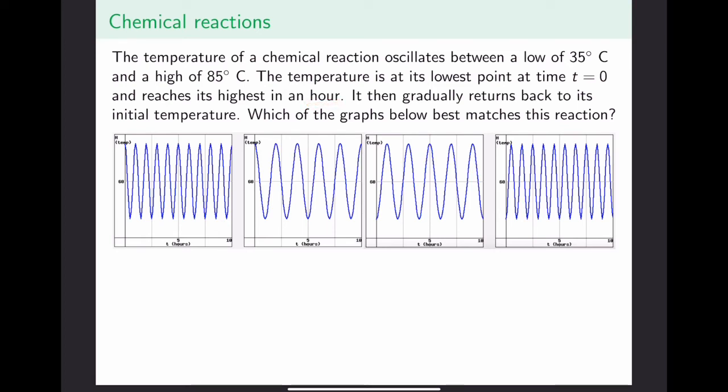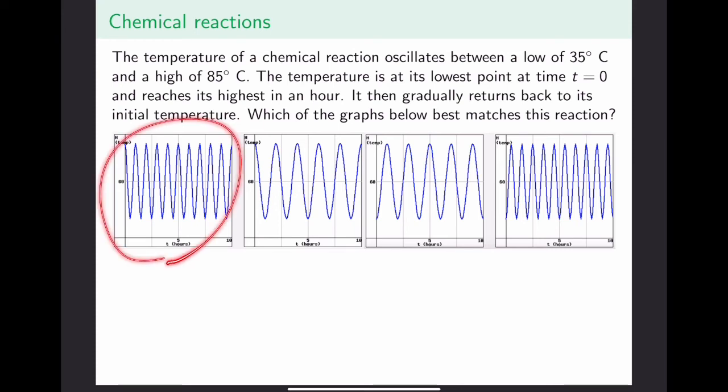We're then told that it gradually returns back to the initial temperature, which corresponds to the oscillation between the two values. Which of the graphs below best matches this reaction? So I encourage you to pause the video and try to think of each graph and try to figure out why it does or does not match the information in the question.